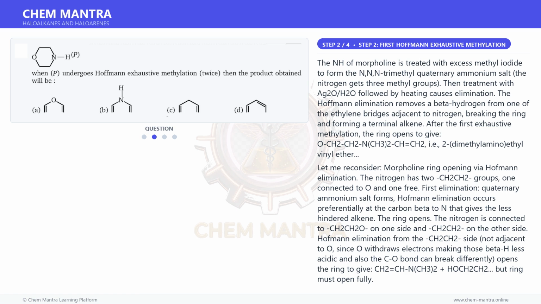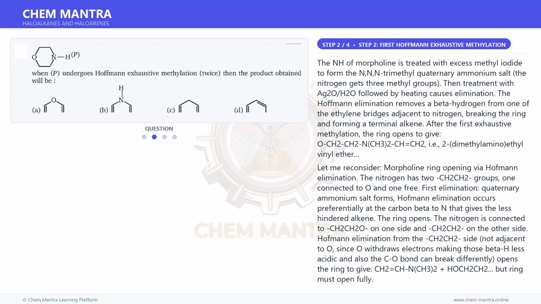The Hofmann elimination removes a beta hydrogen from one of the ethylene bridges adjacent to nitrogen, breaking the ring and forming a terminal alkene. After the first exhaustive methylation, the ring opens to give OCH2CH2N(CH3)2CH=CH2, i.e. 2-dimethylaminoethyl vinyl ether.